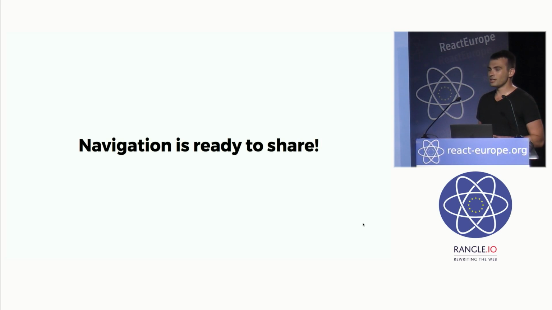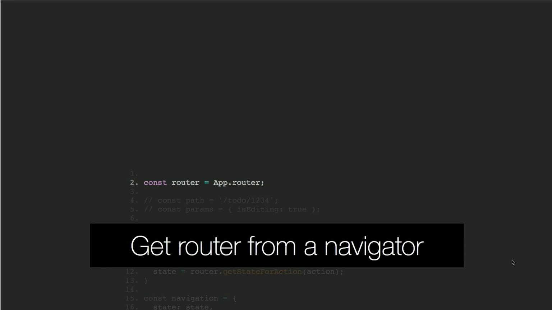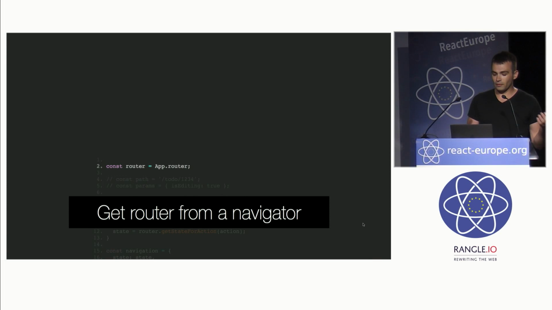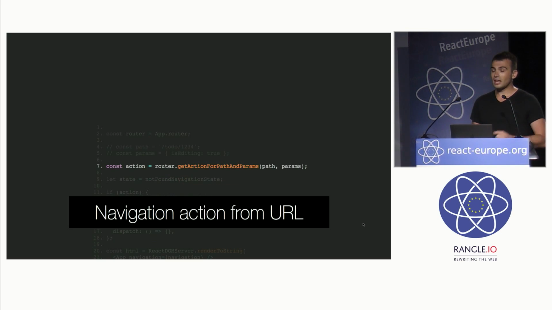All right, but it turns out navigation isn't the blocker, and navigation code is ready to share between mobile and web. So let's assume for a second that we do have universal components. Let's take a look at how we would render our React navigation app on the server, right? We would pull out the router, which has all of our navigation logic. And in server rendering land, we've got a request to serve. So we've got path and params that are coming in from the request. So what we can do is use our router to get the navigation action that we're going to want to handle for this path and params.